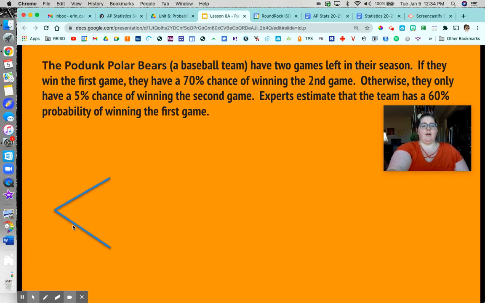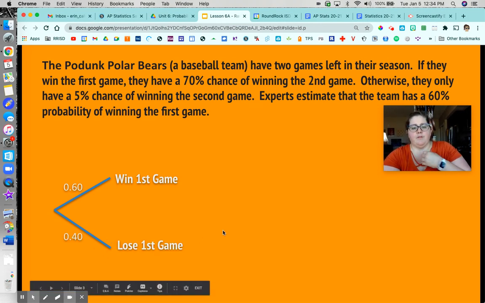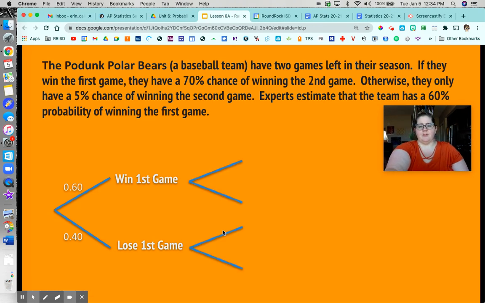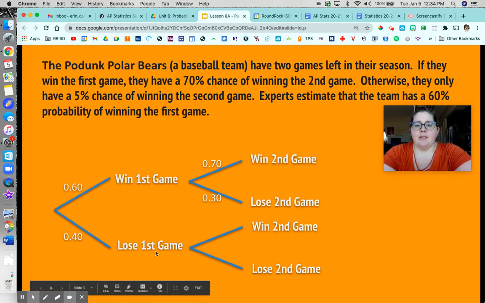So let's say I have this tree diagram. The first thing that happens is they play the first game. There's a 60% chance that they win the first game, according to the problem. But they could also lose the first game. So if 0.6 is win, then 0.4 is lose. After they play the first game, they're going to play the second game, which they're going to either win or lose. If they've won the first, they said that was a 70% chance, so I'll put that there, which means there's a 0.3 chance of losing the second game when they won the first. And then if they lose the first game, they only had a 5% chance of winning the second game, which means a 95% chance of losing.